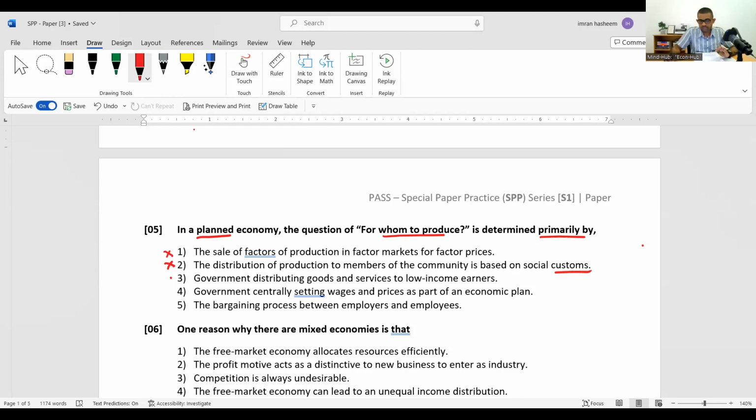Number 4, government centrally setting wages and prices as part of an economic plan. I think that's a very complete answer, because whether it's a market economy, command economy, or mixed economy, the problem of how to produce is about income distribution. Income is decided mainly in a planned economy or command economy. The main resource owned by the household is labor, so wages is the income, and that can be decided by the government.